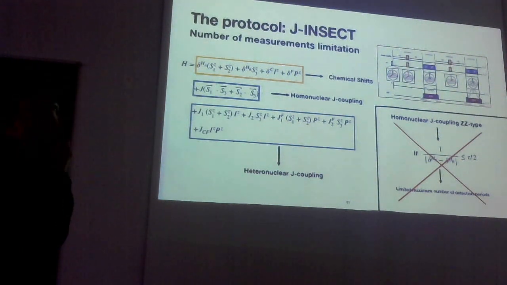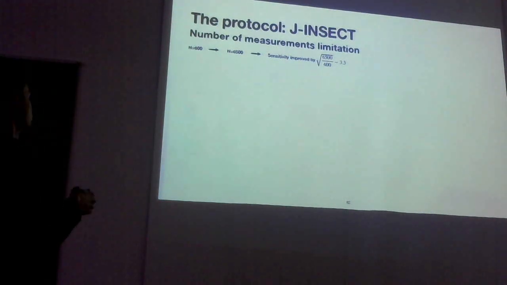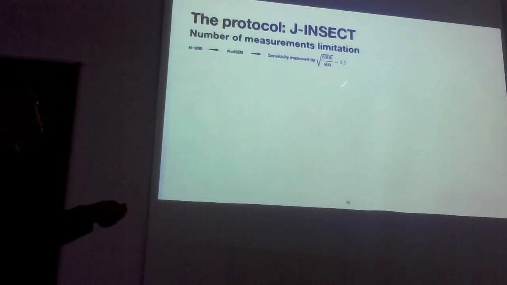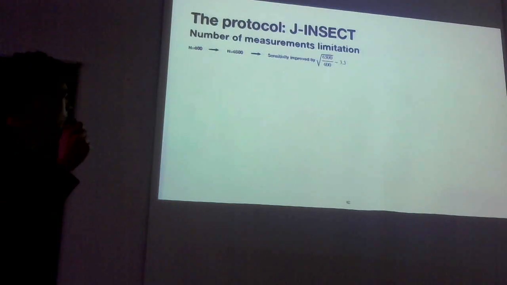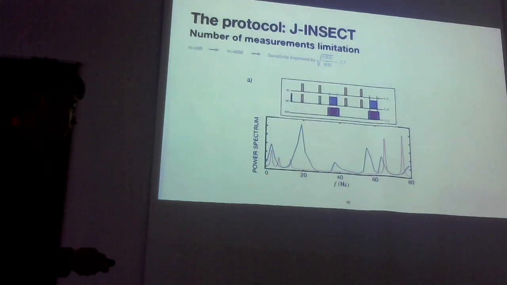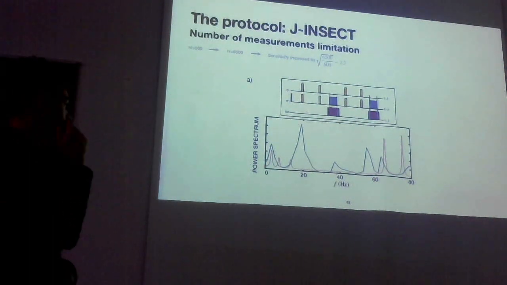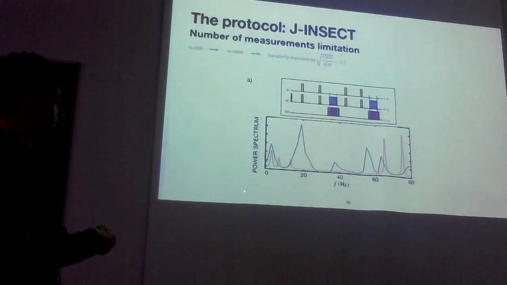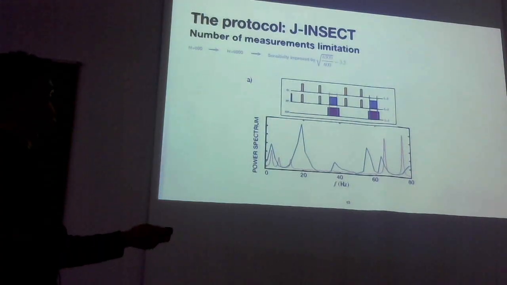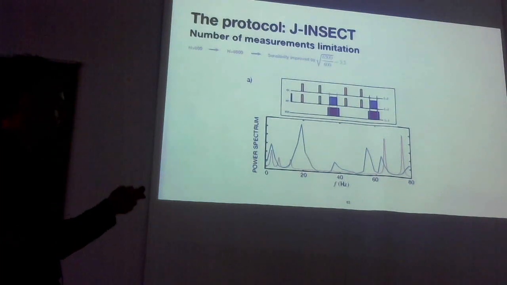But there's still hope. First let me say that if, for example, you increase the number of measurements by a factor of more or less 10, you get a sensitivity improvement of 3.3, more or less. So this is why it's also interesting to increase the number of measurements. But as I was saying, the spectra become very much more complicated. The red one was the easy one, and when I increase the number of measurements, I get this blue one, which is much more weird.